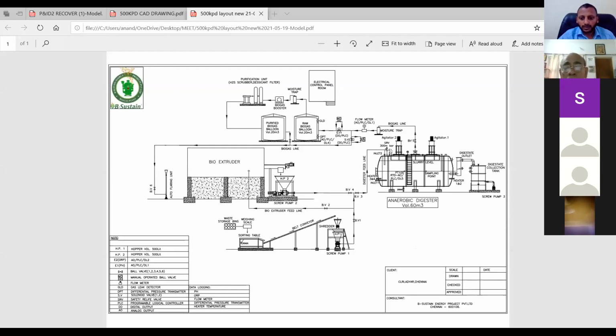Purification unit, H2S scrubber, desiccant filter, right sir? Yes. Below, you can see on the right side corner, the client is CLRI Adyar.